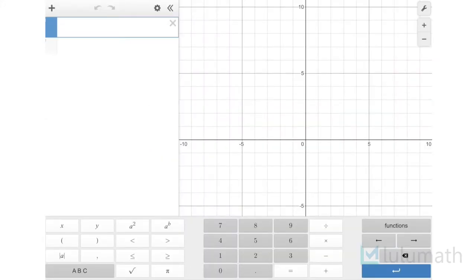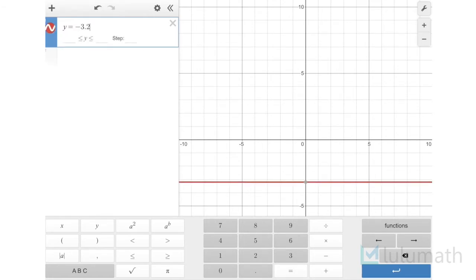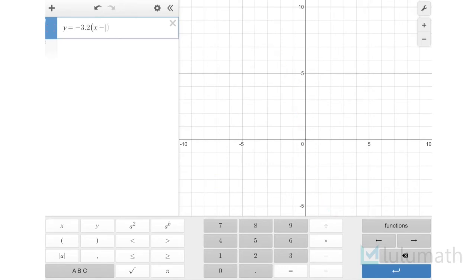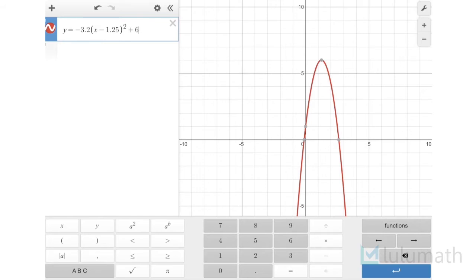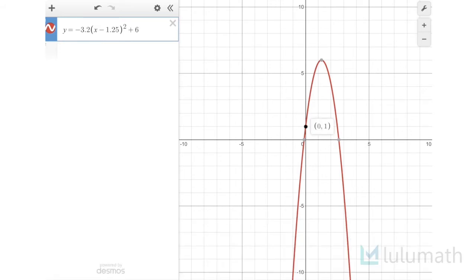Let's use Desmos to verify that this is an actually correct equation. So we got y equals -3.2 times x minus 1.25 squared plus 6. So if we take a look at what we have here, we can see that it was initially thrown from a height of 1 meter, because at 0 seconds it's 1 meter, and it reaches its maximum height of 6 meters at 1.25 seconds. So this appears to be a correct equation.